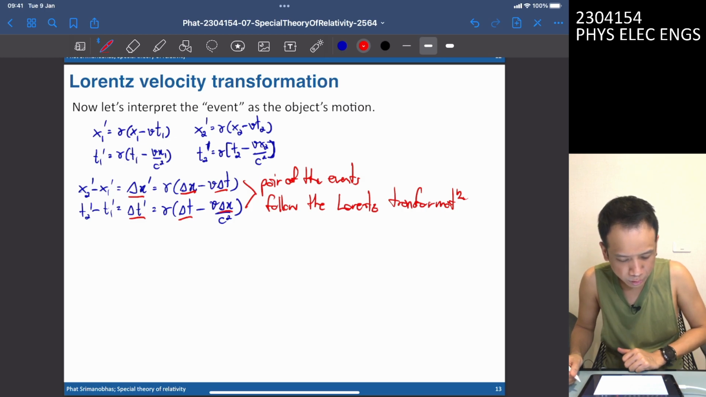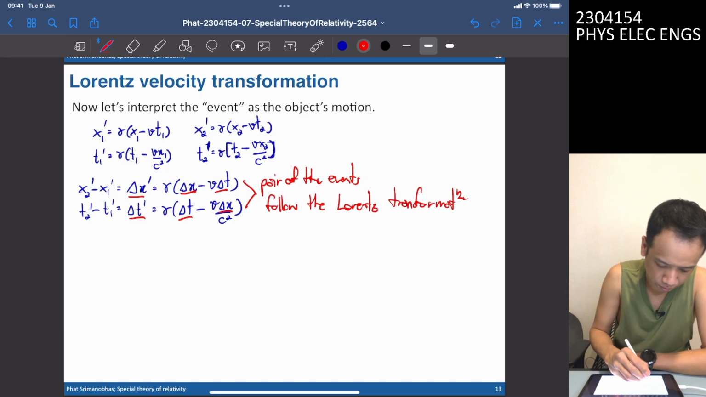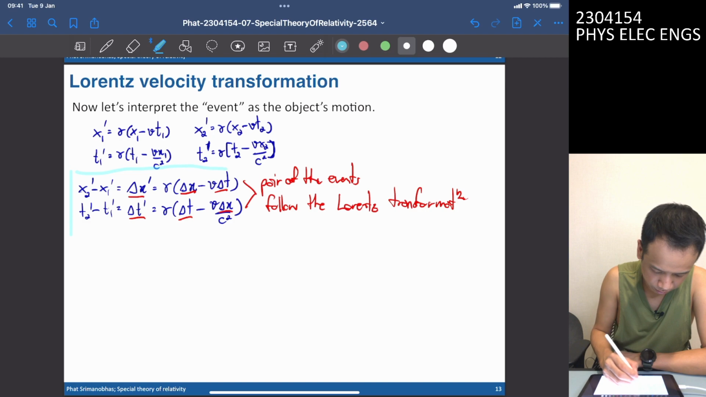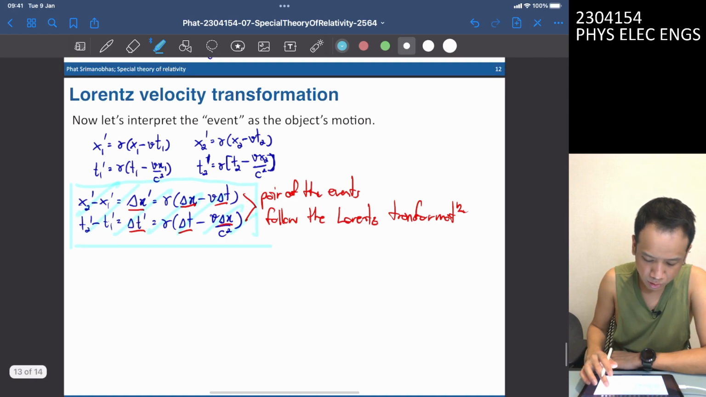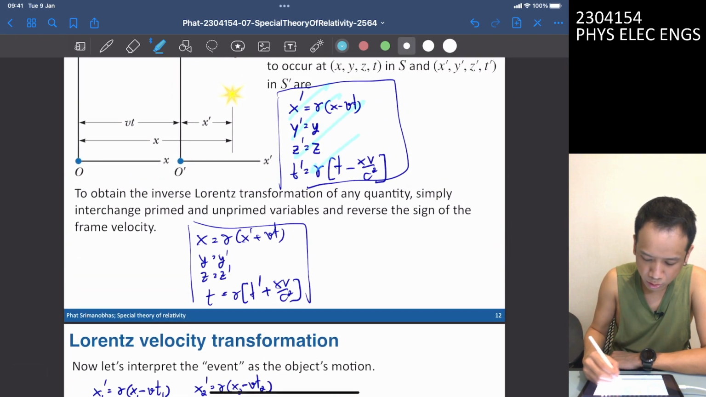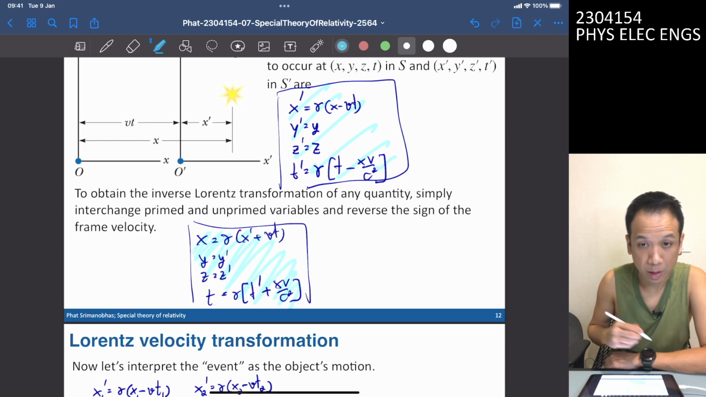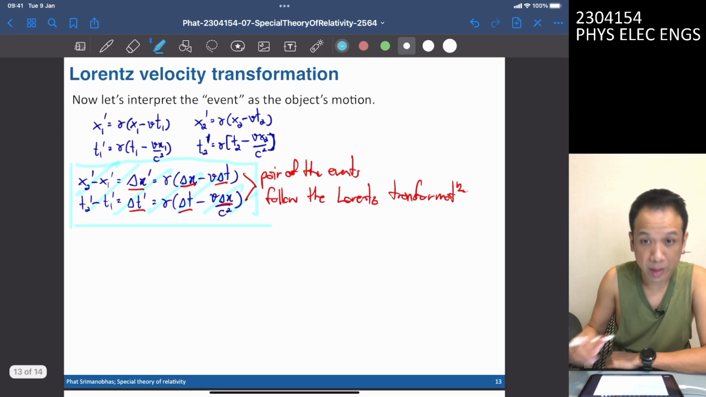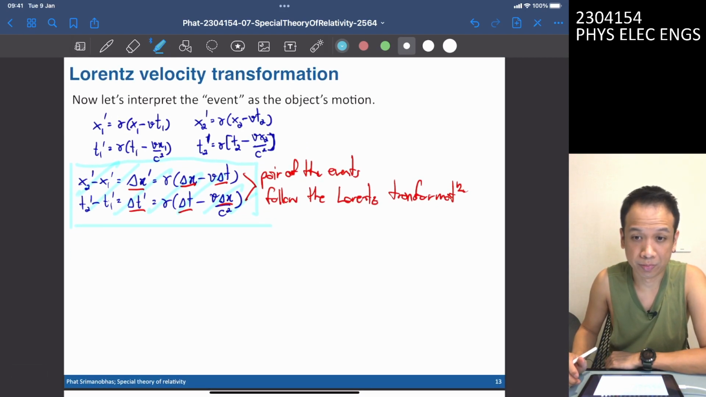So we now would like to describe the velocities. But again, I said that this is very important. You need to be familiar with this one. So today when you go back after you finish this video, make sure you understand the Lorentz transformations, the inverse, if you can do that, and the meaning of the pair of the events that still follow the Lorentz transformations.